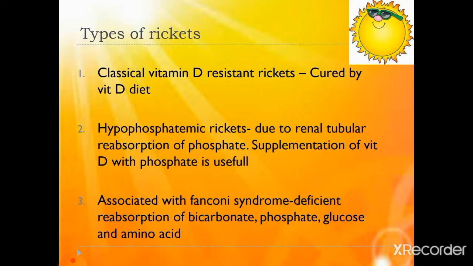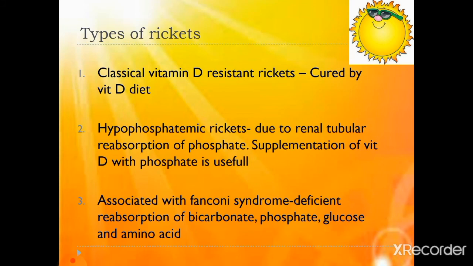Next we will see the types of rickets. Classical vitamin D deficiency rickets, which is cured with the intake of vitamin D. When a vitamin D rich diet is taken, it is reversed. Then hypophosphatemic rickets, due to altered renal tubular reabsorption of phosphate. Phosphate is low, as its reabsorption is altered. So vitamin D along with phosphate, if given, reverses it.